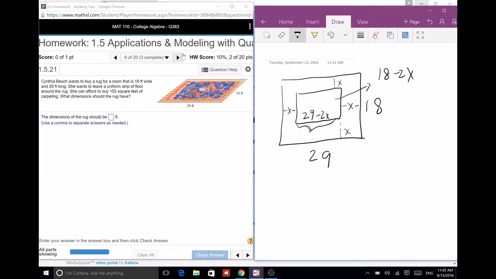So now we set up the model as 29 minus 2x multiplied by 18 minus 2x equals 152. Then you solve this quadratic equation, okay?